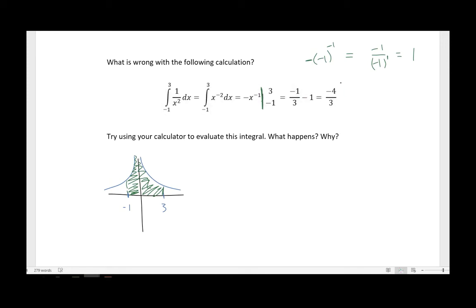The reason I thought this was wrong is it's negative area, and all this area lives above the x-axis, so it should be positive. But again, the issue here is that once I try to evaluate this integral over a discontinuity, right at x equals 0, then it doesn't matter what I get here, whether it's -4/3 or +4/3, it's just incorrect. So we always want to be careful in general. If I'm integrating a function from a to b, I need f of x to be continuous on that interval.